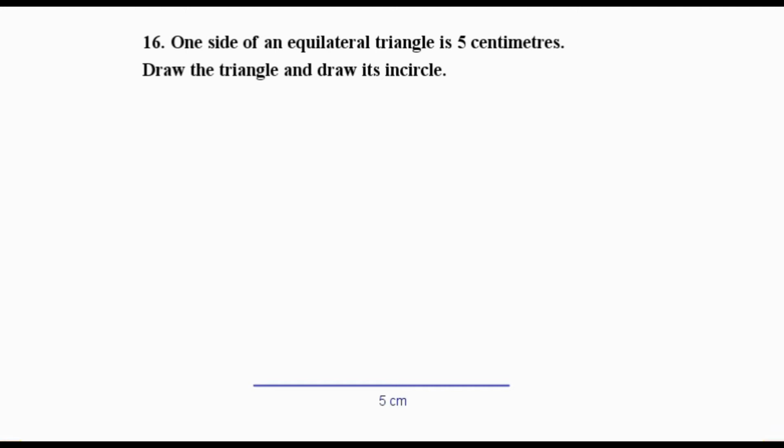For that, take 5 centimeter in the compass and put it at one of the ends and draw an arc. Now put the compass on the other end and taking the same radius, draw another arc. Mark the point of intersection. This is the third vertex. Join that to the end of the line which we have drawn at first. So we got the equilateral triangle of side 5 centimeter.